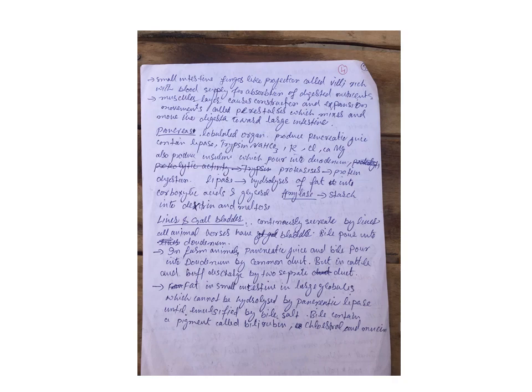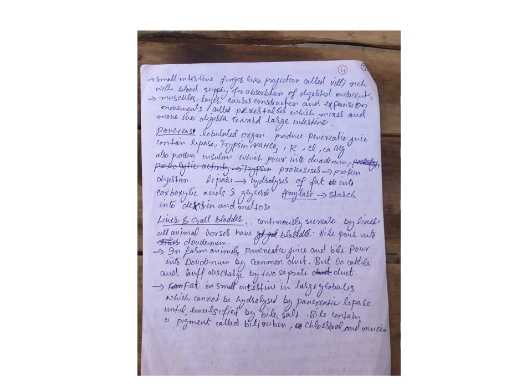Bile is continuously secreted by the liver in all animals. Horses have no gallbladder. Bile pours into the duodenum. In farm animals, pancreatic juice and bile pour into the duodenum by a common duct, but in cattle and buffalo, they are discharged by two separate ducts.